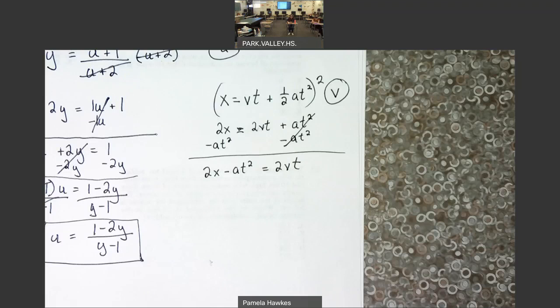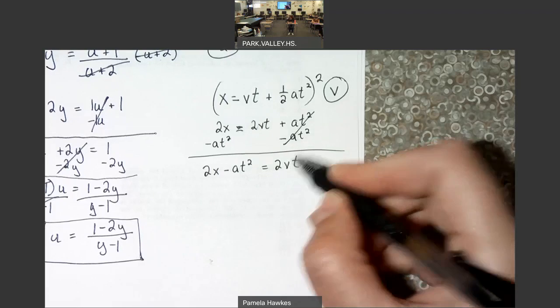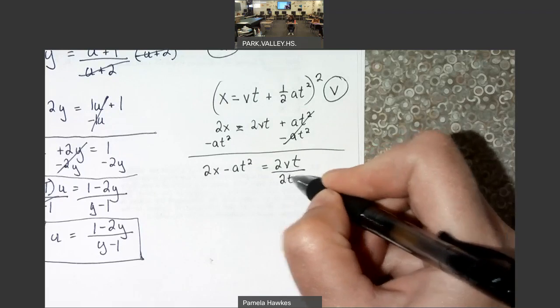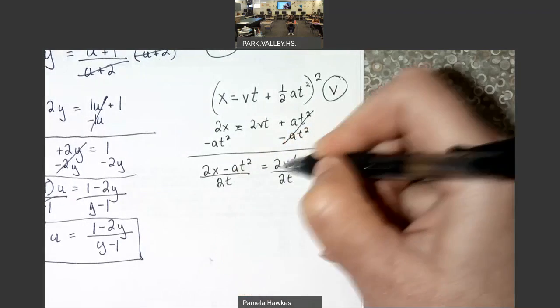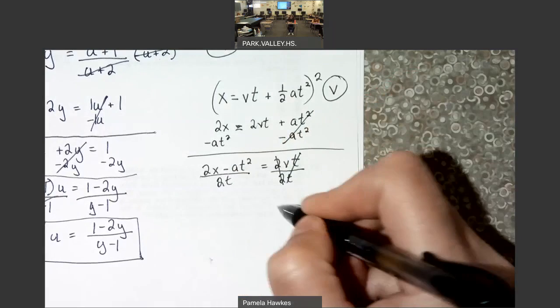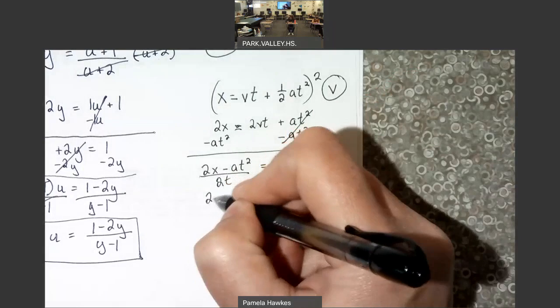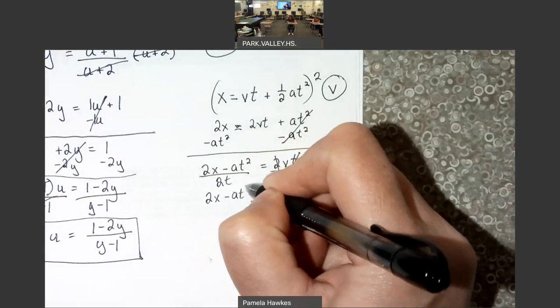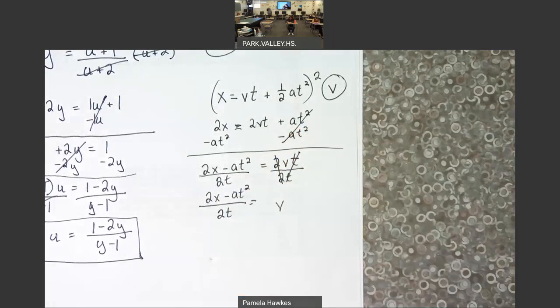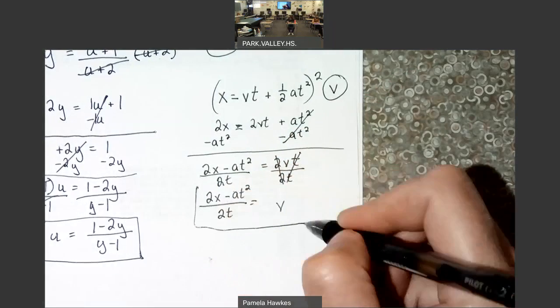Kira, what do we do next? Divide by 2t. Why would you divide by 2t? But the v's in the middle. Can I just take it out of there? Yes, I can. 2t, 2t, so these t's will go away. I'm left with v. And I get 2x minus at squared over 2t. And we're okay with that, right? Yeah, we can leave the answer right there.